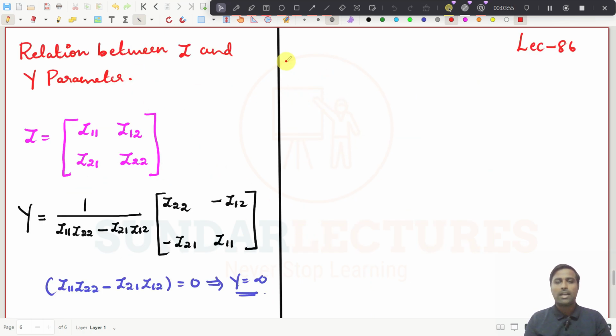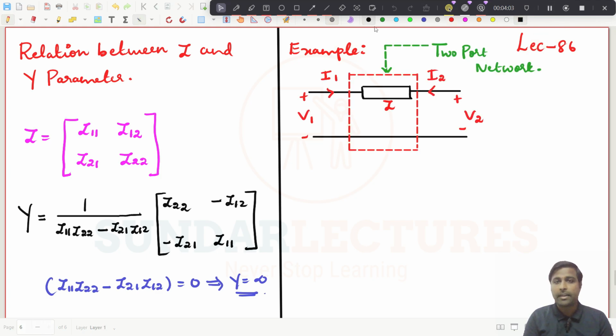So now let us take an example. I will draw the diagram and show you. Now you see this is the example, and in this example this particular network is a 2-port network, and we are giving input, the input port voltage is V1 and the current is I1, and the second port voltage is V2 and the current direction is I2, right?